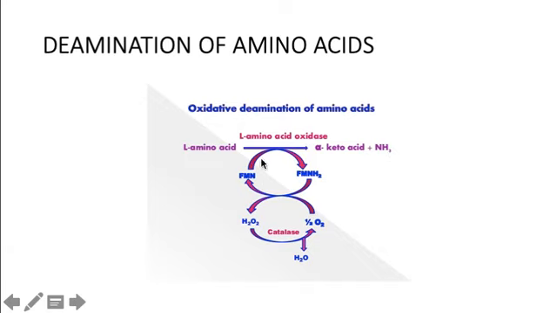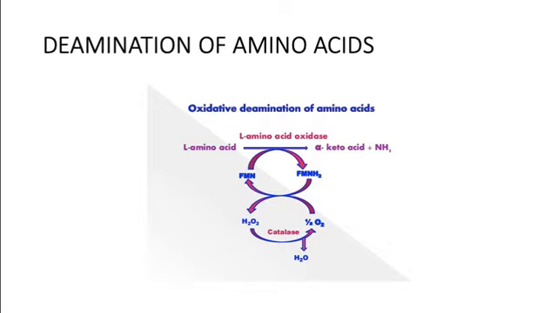So FMN is a coenzyme, gets converted to FMNH2, and hydrogen peroxide and oxygen are synthesized and one water molecule is released in the presence of a catalase enzyme. So this is about the deamination of amino acid.